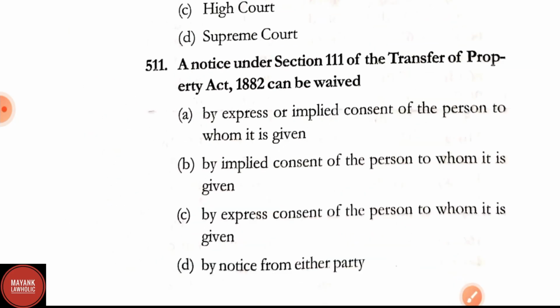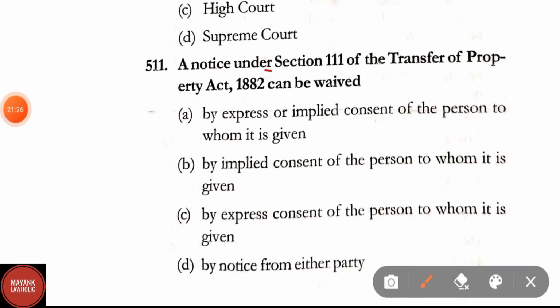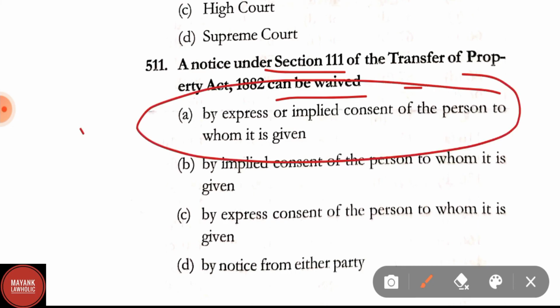Question number 511. A notice under Section 111 of the TPA can be waived. A, by express or implied consent of the person to whom it is given. Option B, by implied consent of the person to whom it is given. Option C, by express consent of the person to whom it is given. Option D, by notice from either party. Here the correct answer is option A, by express or implied consent of the person to whom it is given.